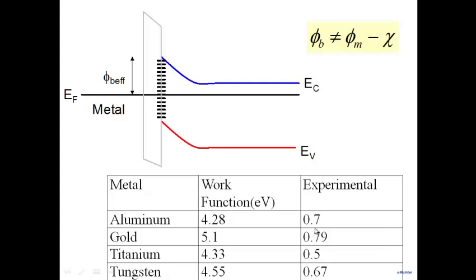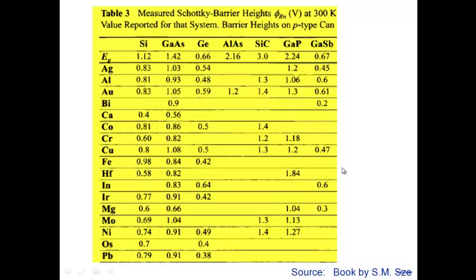Okay. So let me show you this particular chart from SMZ's book here. Let's look at silicon. He has tabulated the experimentally measured barrier heights for a variety of metals. So for example, if I put silver on N-type silicon, I get a barrier height of 0.83, aluminum 0.81 in this case, gold 0.83, calcium 0.4, cobalt, chromium, copper.